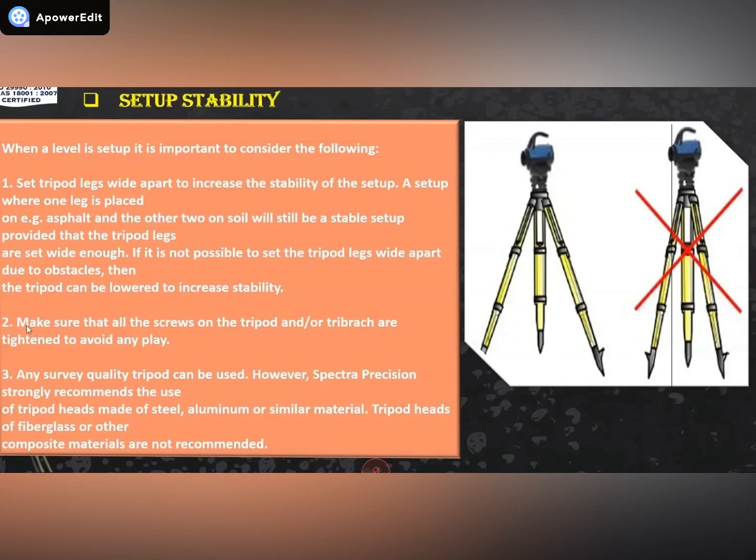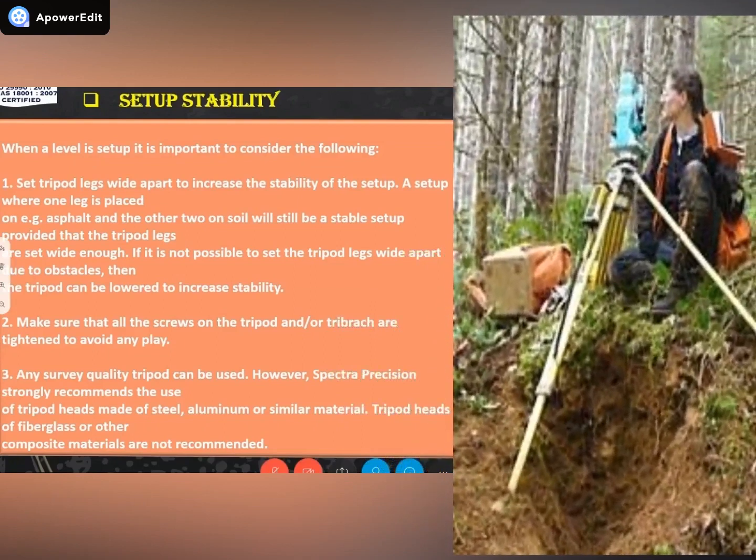Okay? Then make sure that all the screws on the tripod or the tribrach are tightened to avoid any play. Any survey quality tripod can be used. However, Spectra Precision strongly recommends the use of tripod heads made of steel, aluminium, or similar material. Tripod heads of fiberglass or other composite material are not recommended. Okay, in this way we can set up the tripod stand.